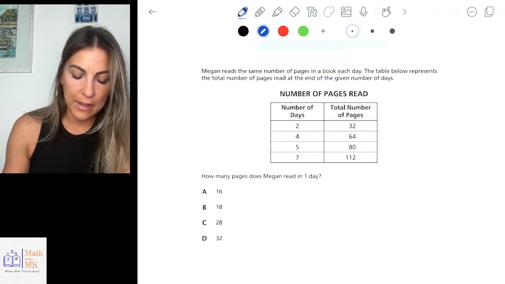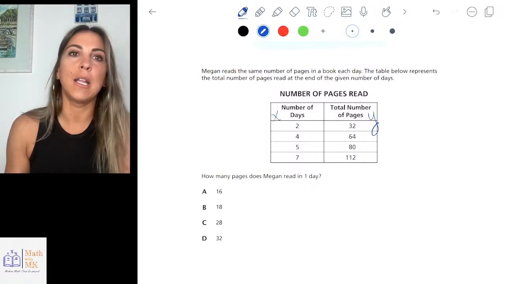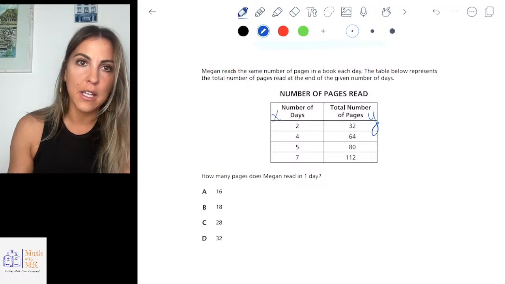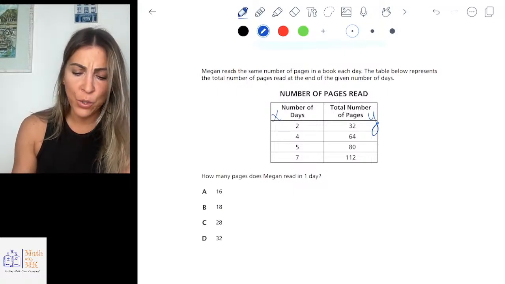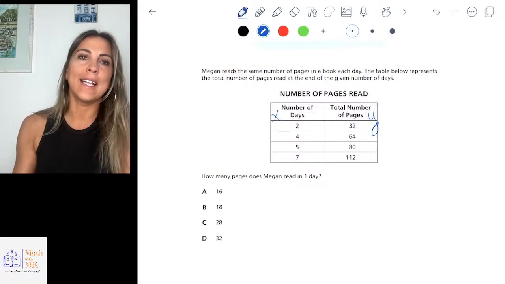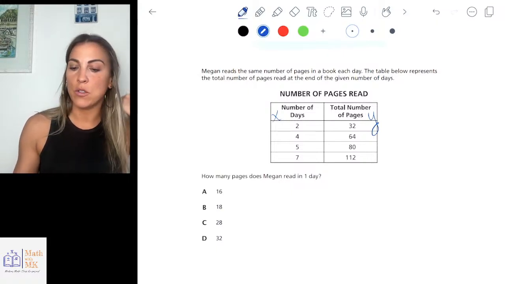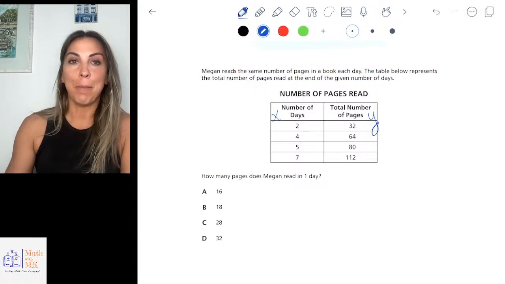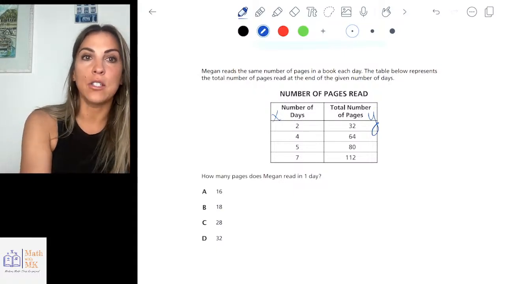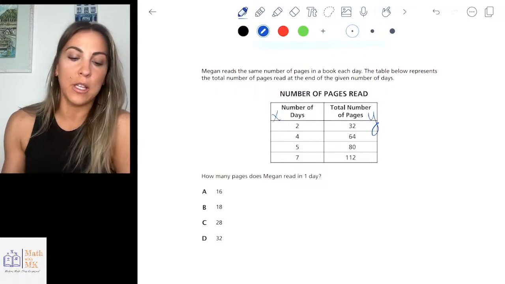Okay, first thing I like to do is label that this is my X and this is my Y. My independent variable being the days, right? They don't depend on anything. She can choose how many days she wants to read. And the total number of pages is my Y. It's dependent on how many days she read. So the number of pages she reads depends on how many days she was actually reading. It'll change with the amount of days.